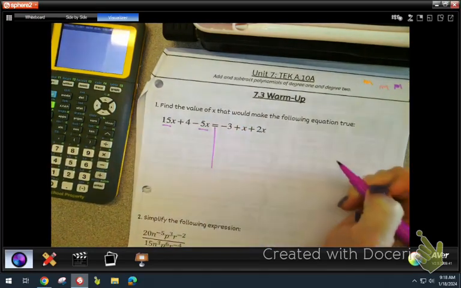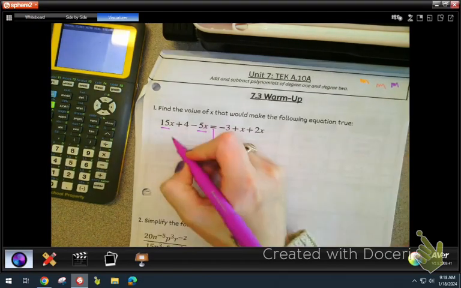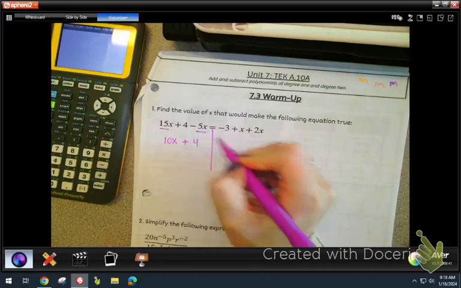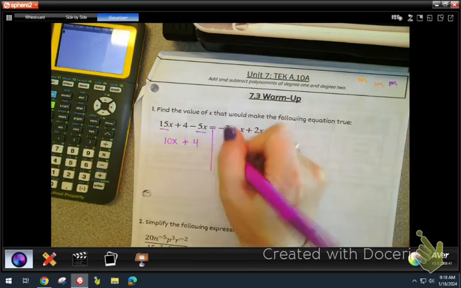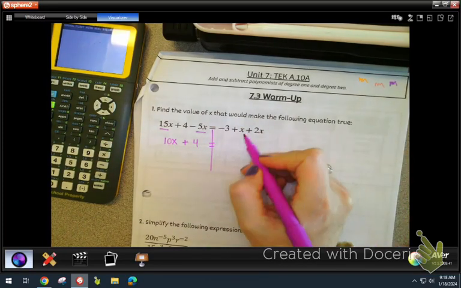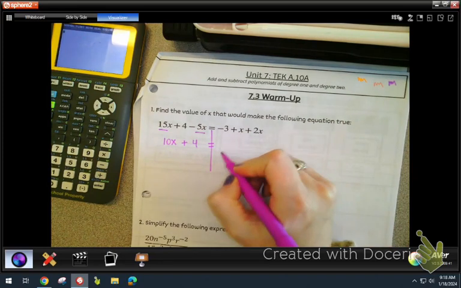15x and negative 5x. What is 15x and negative 5x combined to be? 10x. Good. If you can do that, then what we're doing today is not going to be very hard, okay? Because it's a lot of combining like terms. Equals plus 4 just drops down. What about this side? Do I have any like terms? Yeah. What do I have?